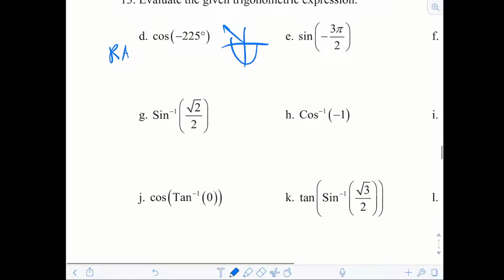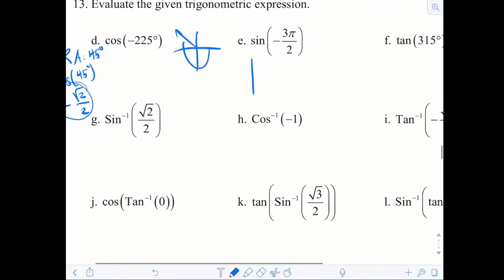Reference angle is going to be 45 degrees. So cosine of 45 is going to be √2 over 2. But since it's in the second quadrant, it will be negative. Over here, negative 3 pi over 2. So that's actually going to end up right here in this location, right at that specific point. And this is going to actually just be not -1, but +1. Normally it would be the y value here. So the y value here is going to be 1.